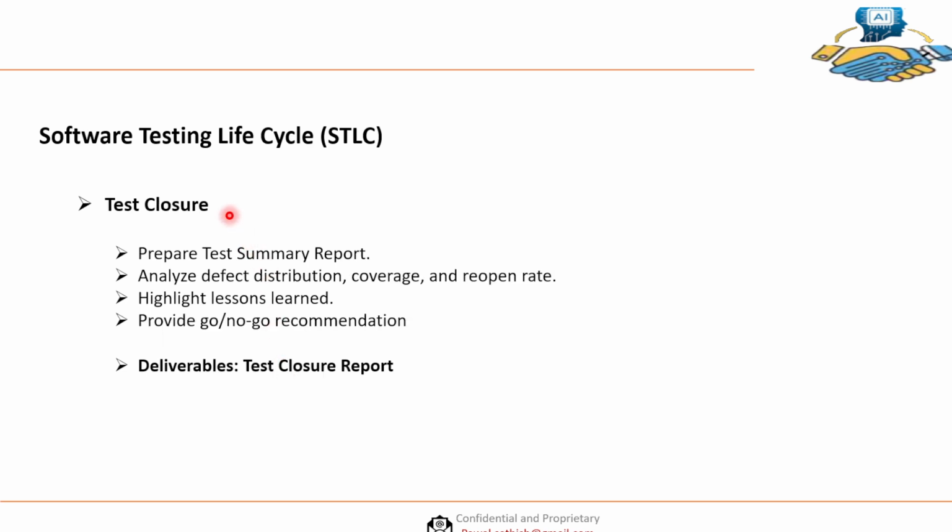Then the last stage is test closure. Here we prepare the test summary report. We analyze the defect distribution, coverage, and reopen rate, how many defects we have raised as a QA team, and what the lessons learned are. We'll also mention a go or no-go recommendation for production deployment. The deliverable is a test closure report, and we'll give the QA sign-off once this is done.